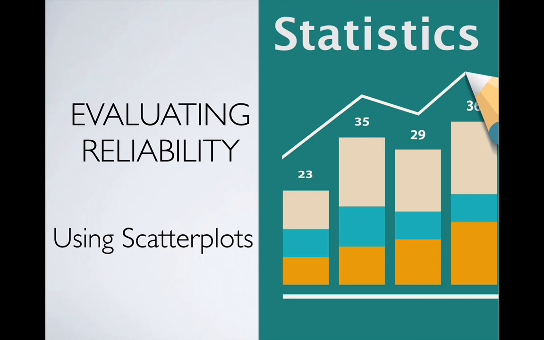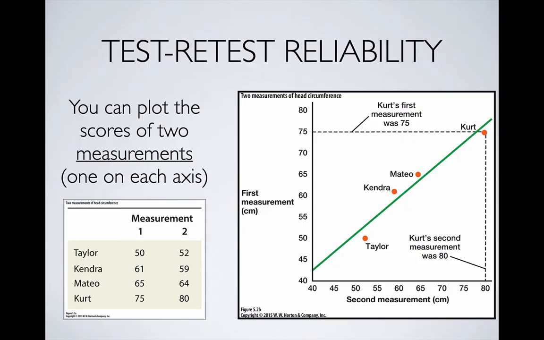So now we're going to go into how you can use scatterplots to evaluate reliability. Okay, so again, just remember, you've seen scatterplots before, but we're going to use them a little differently here. So here's a scatterplot where I'm looking at test-retest reliability. So it looks like a correlation. It essentially is a correlation, but we're looking at the correlation between measurement 1 and measurement 2, right? So we're looking at that measurement, a single measurement.